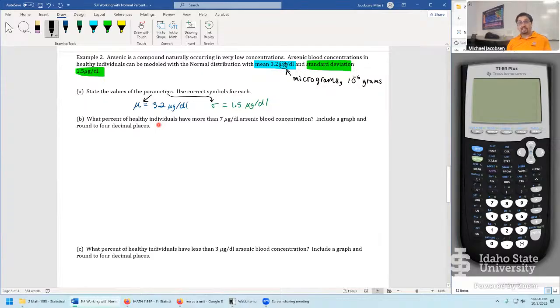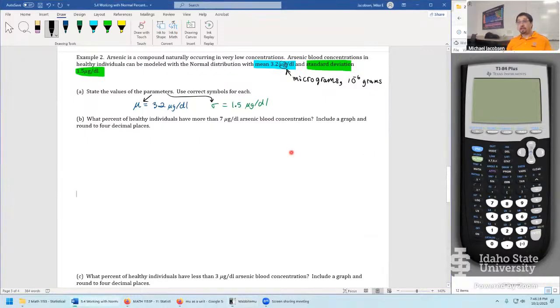This one is not a 68, 95, 99.7 rule. In fact, none of these are. Same with the quiz. And that's why we're going to start relying on the calculator over here heavily to get through these problems. Any questions at all, folks? Putting down the parameter values?